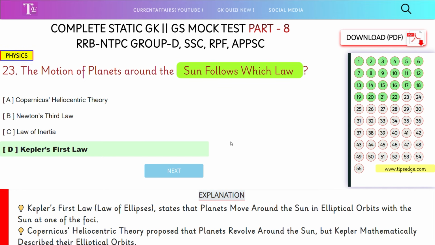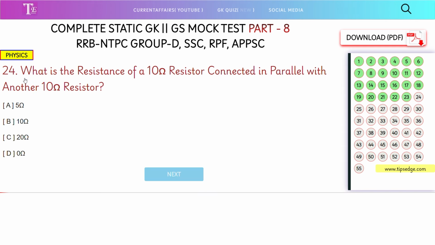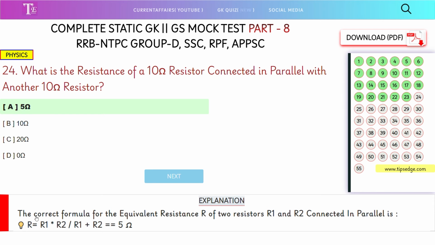Now moving to the 24th question. What is the resistance of a 10 ohm resistor connected in parallel with another 10 ohm resistor? Answer: 5 ohm. The correct formula for the equivalent resistance of two resistors R1 and R2 which are connected in parallel is R equal to R1 into R2 by R1 plus R2. The answer is 5 ohm.